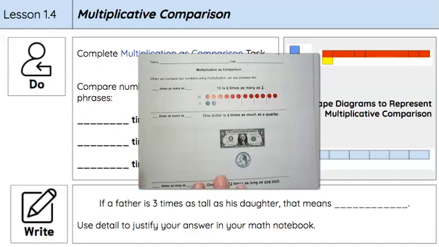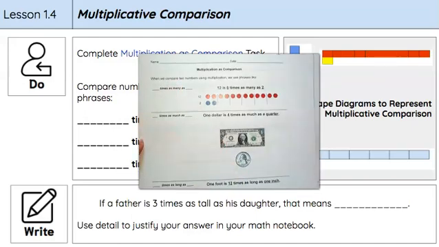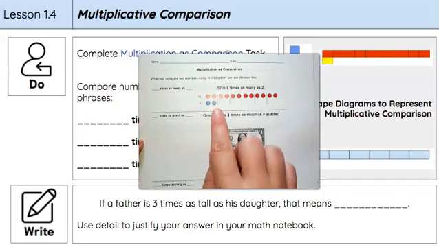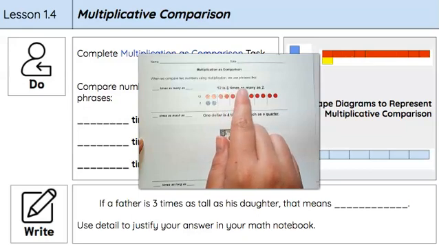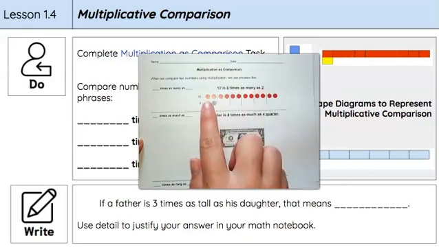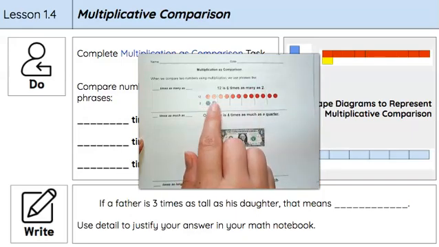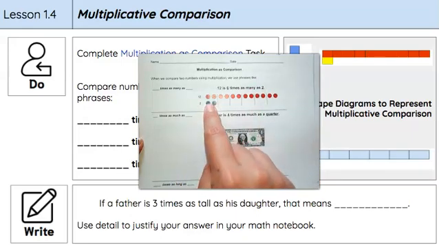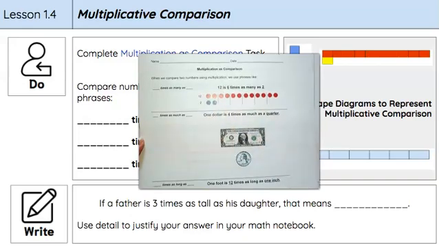Here's your task for today. We're going to continue to compare two numbers using multiplication. Look at this visual. It says 12 is 6 times as many as 2. So we have 12 at the top and 2 at the bottom. You can see that if we multiply 2 times 6, we would get 12.